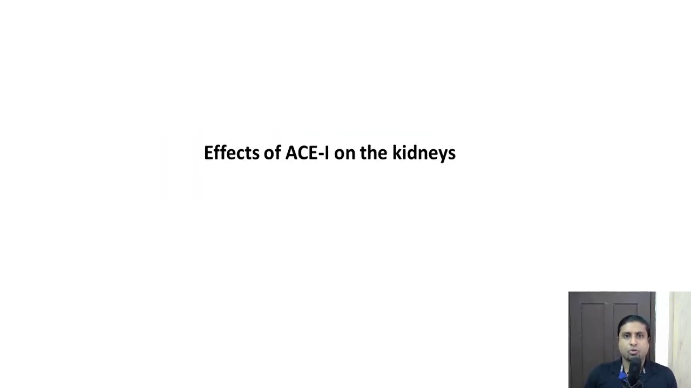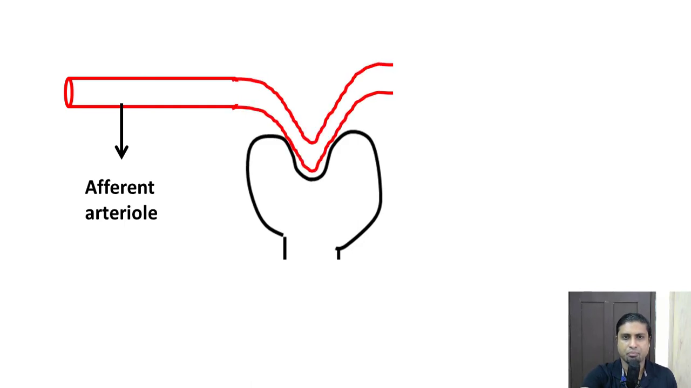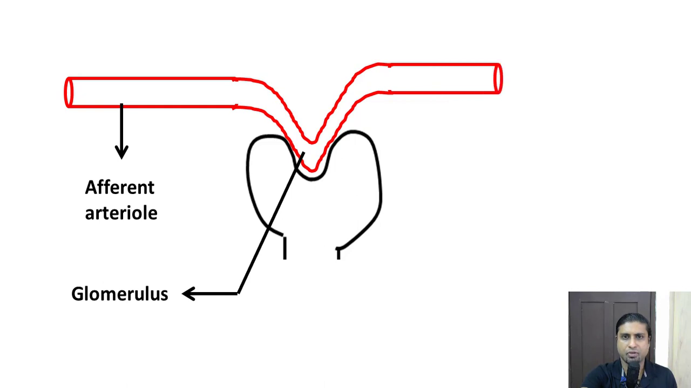It is important for us to know the effects of ACE inhibitors on the kidneys. So let's try to break that down. Okay, so here's my attempt of representing the Bowman's capsule in the nephron. That would be the afferent arteriole, a branch of the renal artery. It breaks down into the glomerular capillaries, and there's the efferent arteriole.